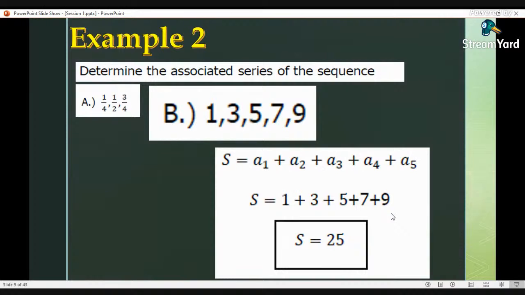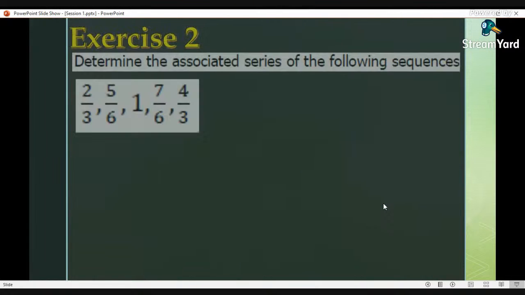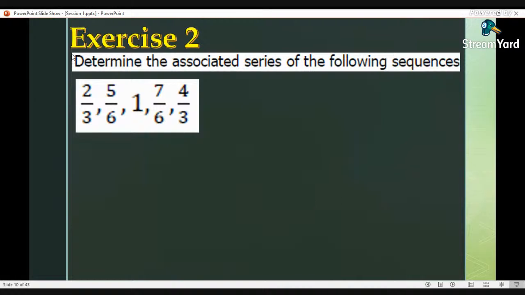Okay, for letter B, we have 1, 3, 5, 7, 9. So if we are going to add this to find the associated series, we have 1 plus 3, 4 plus 5, 9, plus 7, 16, plus 9, we get 25. Okay, now, determine the associated series of the following sequences. So the first given is 2/3, 5/6, 1, 7/6, and 4/3.